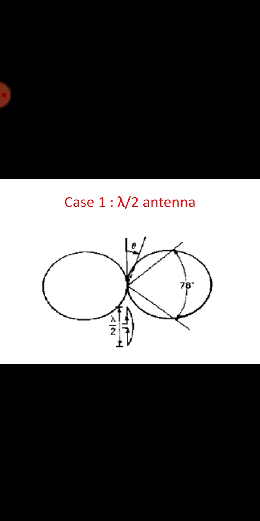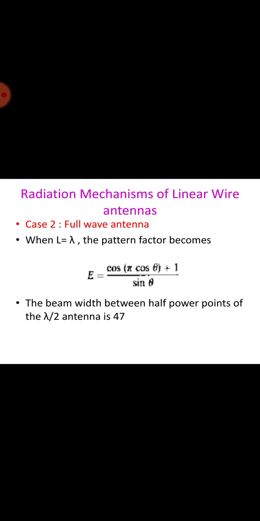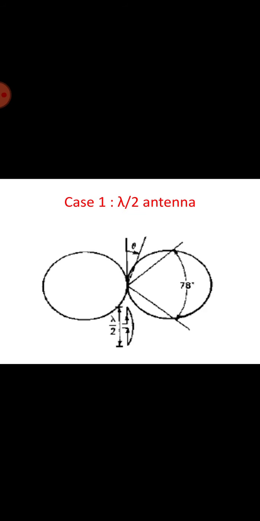And case 2 is the full wave antenna. When L is equal to lambda, the pattern factor becomes E is equal to (cos of (pi cos theta) plus 1) by sin theta. And this pattern is shown in this figure. Here the half power beam width is only 47 degrees.